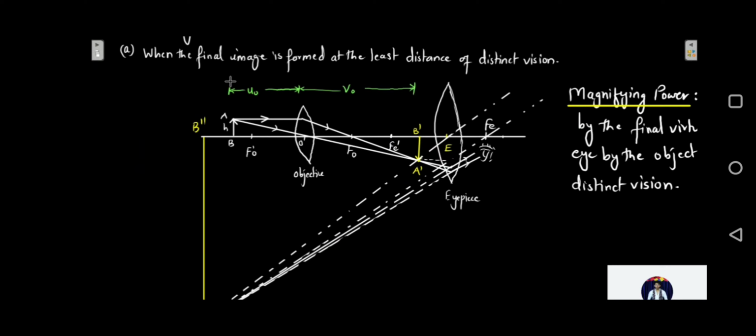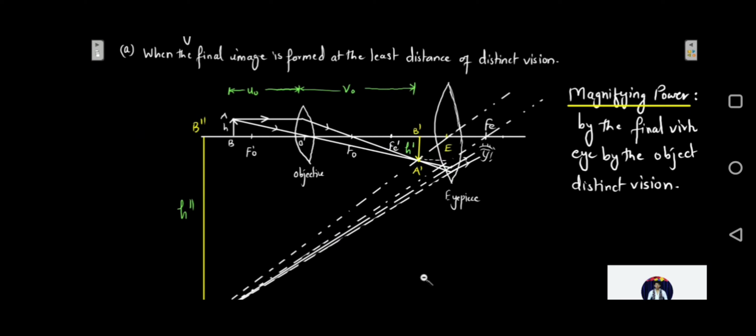So let the distance at which the object is kept from the objective be u naught, and the image distance be v naught. The height of the object AB is h, the height of the image formed by the objective, let us say, is h dash, and the height of the final image is h double dash. So these are the markings we require. Now coming back to the magnifying power.